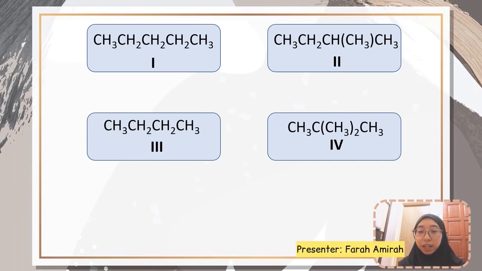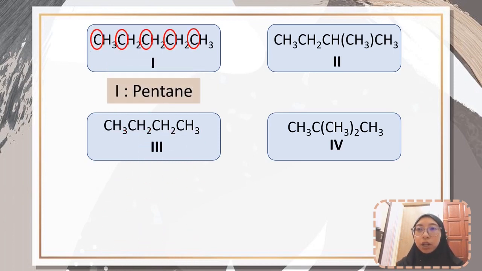Next, for compound number 1, we can see there are 5 carbons here, 1, 2, 3, 4, 5 carbon, and it is in a thin shape. So the answer will be pentane. Next, compound number 2, there is 1 methyl here and it is attached on the second carbon, because when numbering we need to choose the smallest number. So I start from the right. So it will attach on the second carbon and it also has the longest chain here. It has 4 carbons, 1, 2, 3, 4. So the answer will be 2-methyl butane.